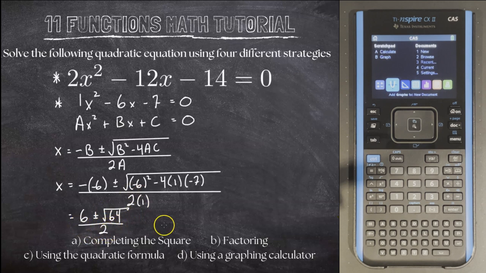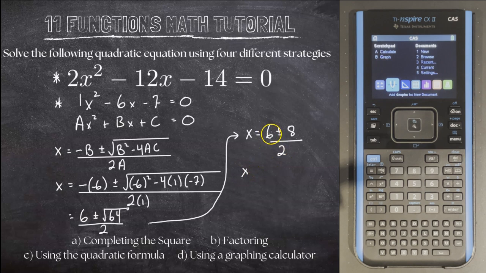All right, so let me continue. I've run out of room, so I'll just continue over here. So this is going to give us two solutions. Okay, the square root of 64 is just 8. So we have x equals 6 plus or minus 8 divided by 2.